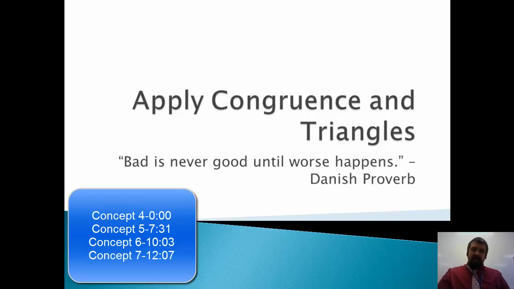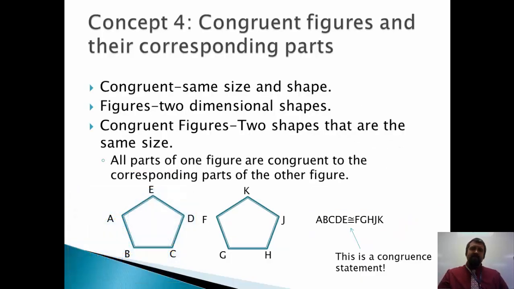To start with, the first concept that we will be dealing with will be number 4. Just what are congruent figures and their corresponding parts? First of all, we know congruent means same size, same shape. And this part that means figures is a two-dimensional shape. So if I'm saying congruent figures, that means two shapes that are the same exact size.